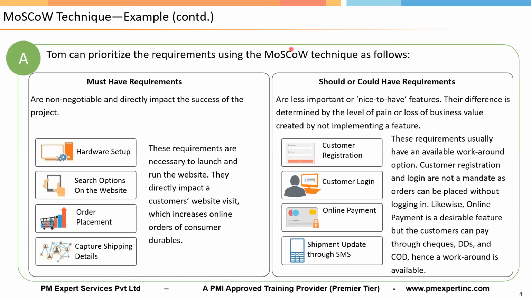So, Pankaj, the first three in should have, I think they should be in must have, because without customer registration and login, how would somebody make the online purchase? And same goes for online payment also. That should also be in must have if the target is to have an online purchase application. Yeah, so Deepthi, you are absolutely right.